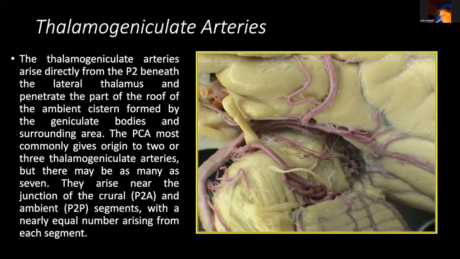The posterior cerebral artery most commonly gives origin to 2 or 3 thalamo-geniculate arteries, but there may be as many as 7. They arise near the junction of the crural and ambient segments, with a nearly equal number arising from each segment. At the end of this lecture, I'm going to show you a beautiful video to look at this interesting area.